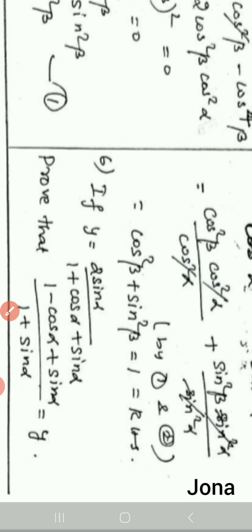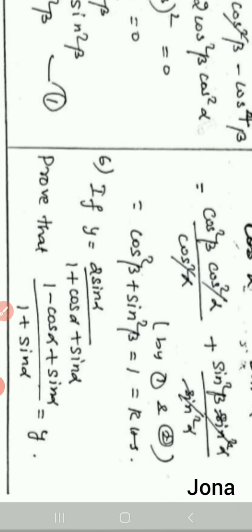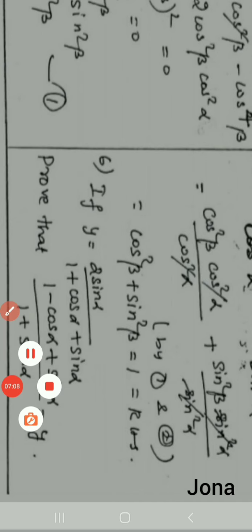Sixth problem. If y equal to 2 sin alpha by 1 plus cos alpha plus sin alpha, prove that 1 minus cos alpha plus sin alpha by 1 plus sin alpha equal to y. Sixth problem solution. y equal to 2 sin alpha by 1 plus cos alpha plus sin alpha is given in the problem.